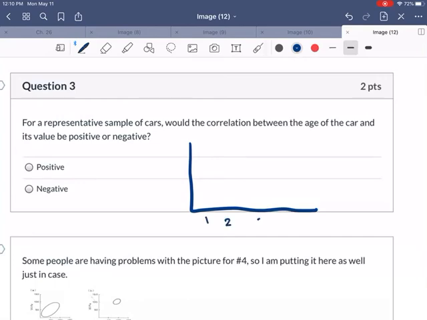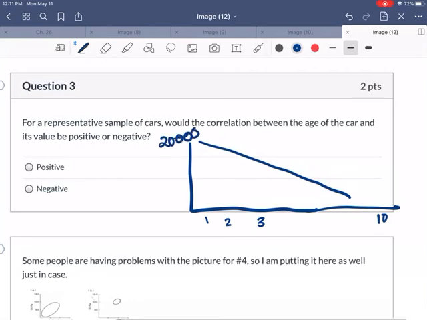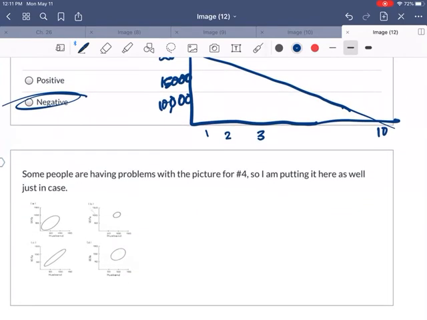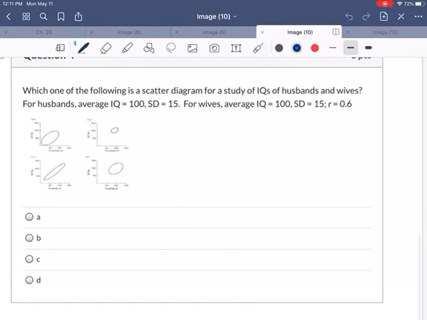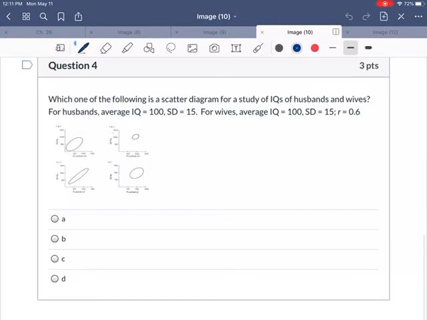For a representative sample of cars, would the correlation between the age of the car and its value be positive or negative? As the car gets older, so here's 1 year, 2 years old, 3 years old, 10 years old, its value decreases. So this is like $20,000, $15,000, $10,000, so on. As the car gets older, the worth of that car decreases, so it's negative.